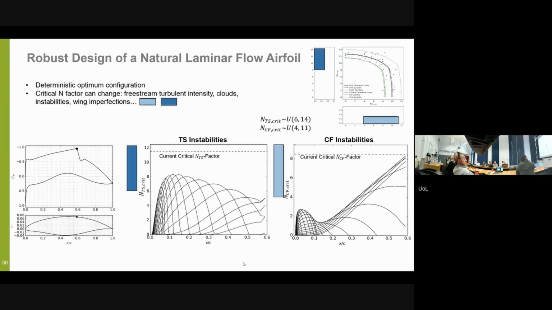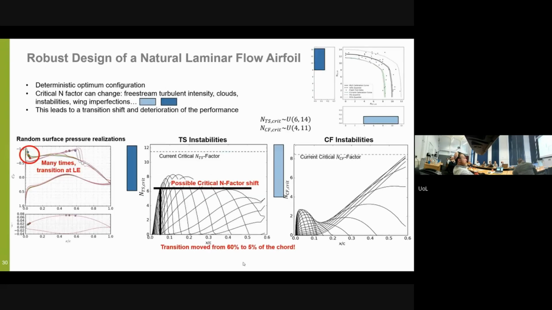Now, next step is, yeah, if we do not make this assumption of this black line here, but instead say, yeah, everything is equally likely in this region, we don't know, we get an uncertainty uniform distribution on these N factors here, and you can already see where the problem is. There is a critical N factor where transition pretty much occurs here, and you shift it from 60% to 5%. So essentially, you designed an airfoil which is turbulent and even a bad one.